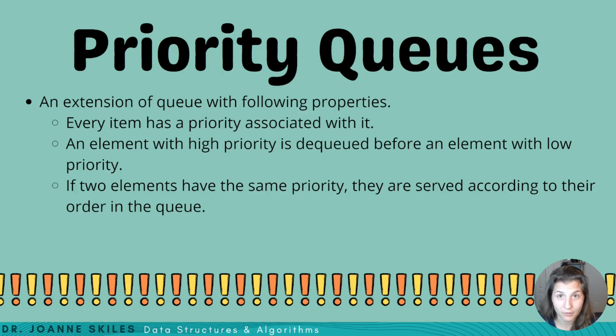So within a priority queue, every item has a priority associated with it. And an element with a high priority is dequeued before a low priority. And if two elements have the same priority, they're going to be served based on how they were ordered in the queue. So I suggest after learning about our queue implementation to try to take on implementing a priority queue on your own. Now, after you kind of understand how a priority queue works, you can again use the standard template library's priority queue. So now you've learned about queues and you've also learned how to implement a queue.